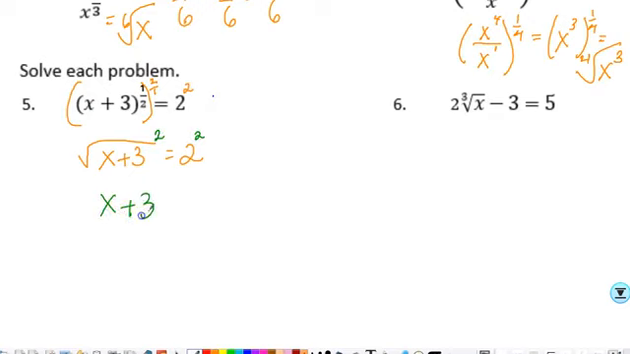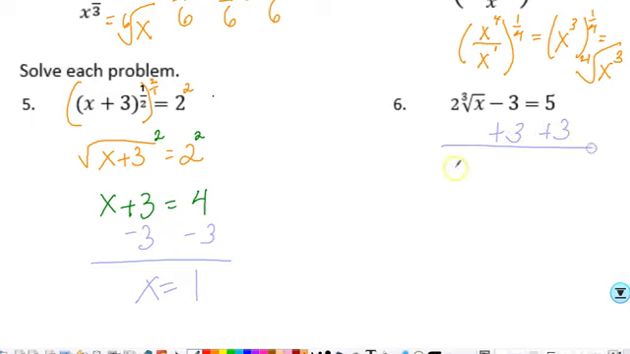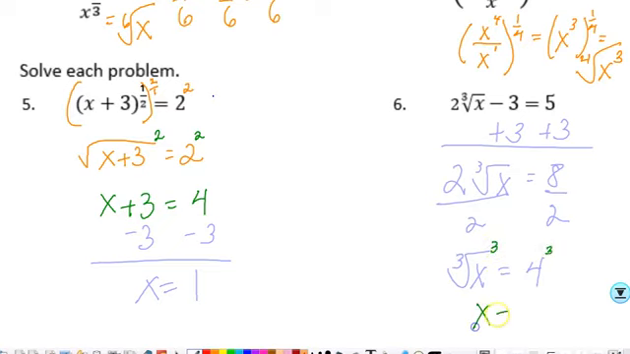So x plus 3 is 4. X is 1. For number 6, I first have to isolate my radical. To undo a cube root, I'm going to cube. And 4 times 4 times 4 is 64.